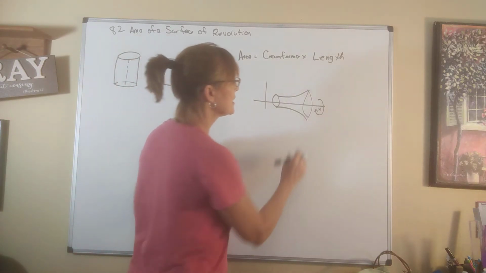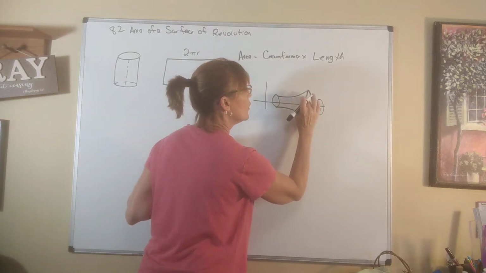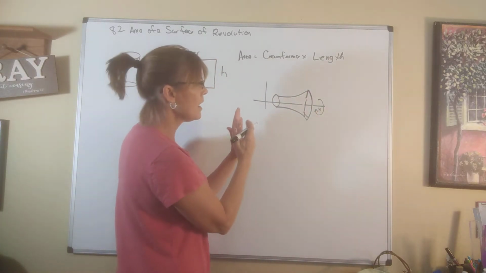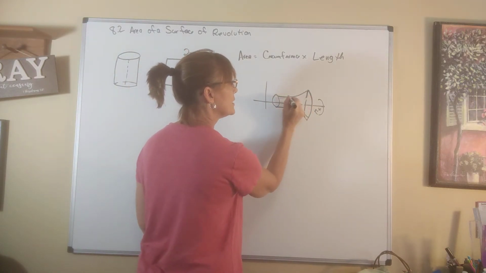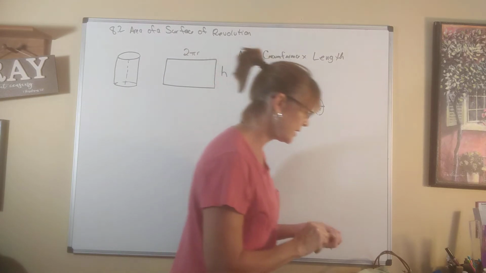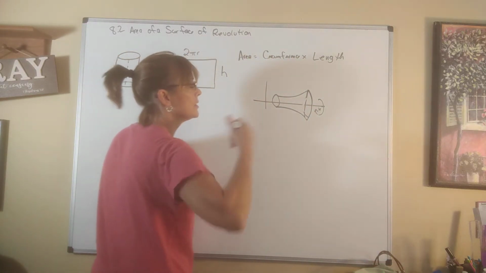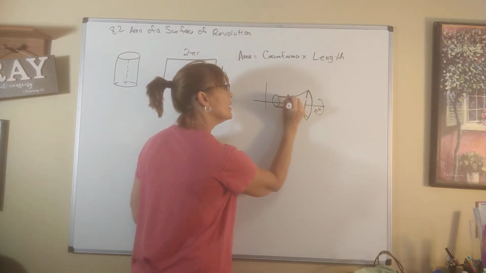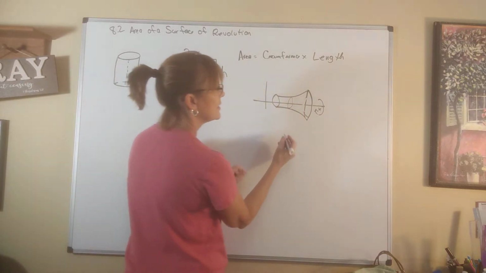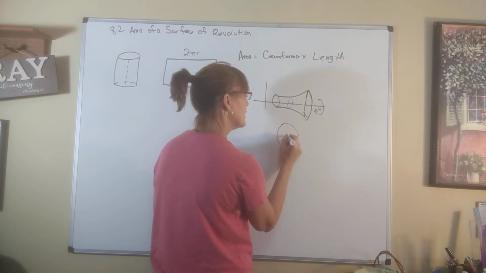We could calculate this by considering all these different circle pieces. Let's take a section out of our solid of revolution. That's what this is about, the surface area of these solids of revolution. If we cut a little circle out of this, and we look at that piece, consider the area of this circle right here.